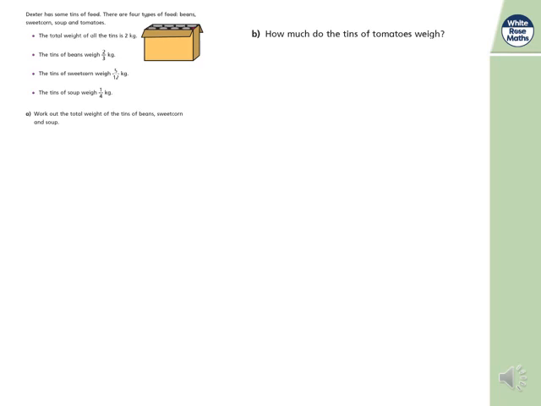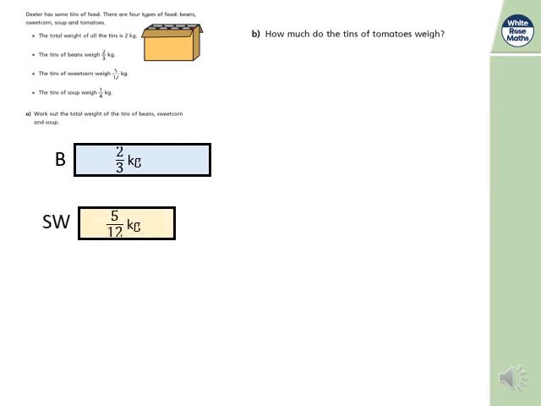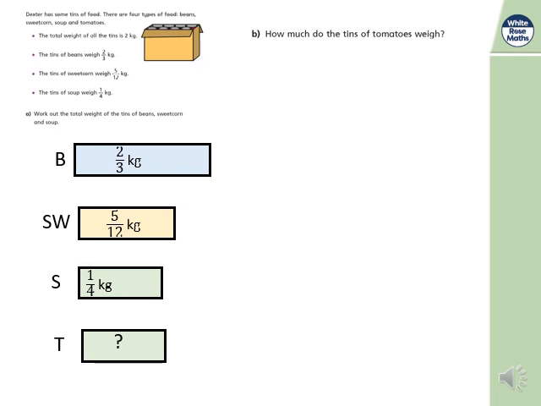Let's have a look at the question then. It says Dexter has some tins of food. There are 4 types of food: beans, sweet corn, soup and tomatoes. And we can see here are the beans and how much each of them weigh. But what we don't know is how much the tins of tomatoes weigh. What else do we know? We know that the total weight of the tins is 2 kilograms.